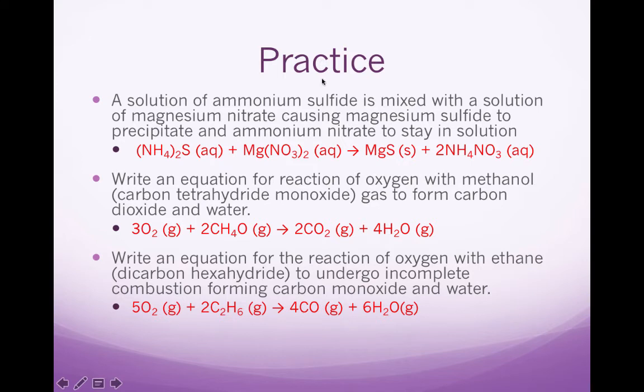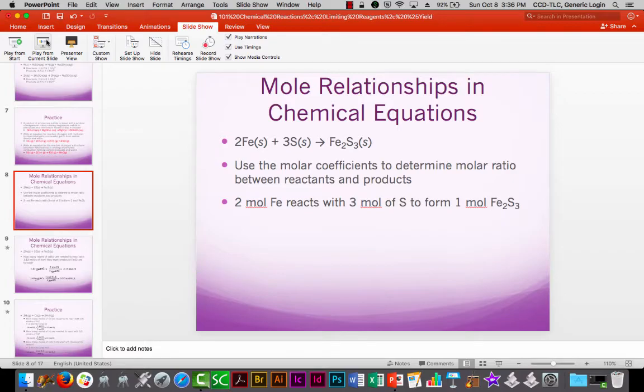So here's some practice problems, and here are the answers. I suggest you go through these by yourself. You'll have to go from the words to write the reaction and then balance it. But this is a good test on not just balancing chemical equations, but also nomenclature, being able to go from the names to the molecule.